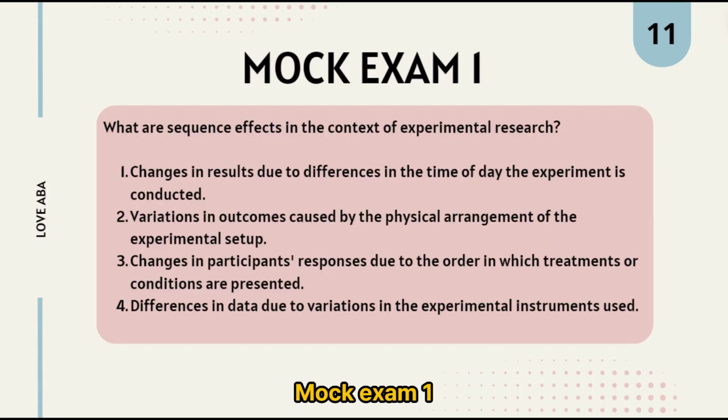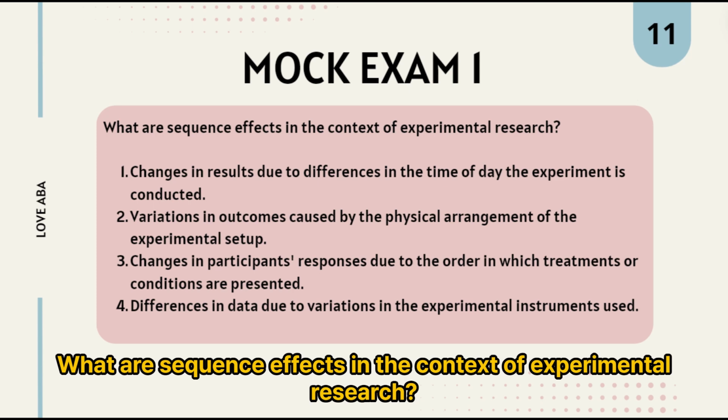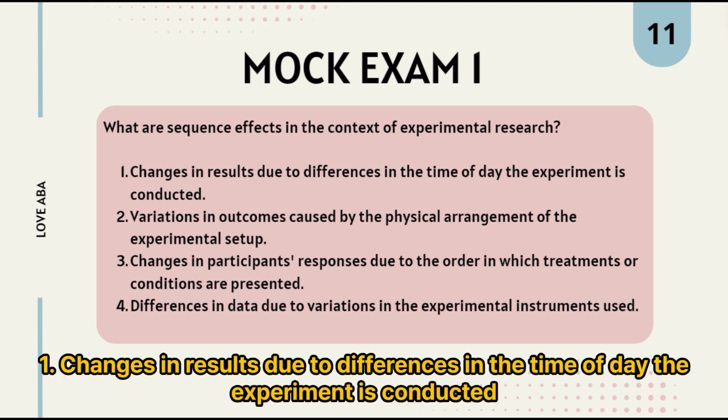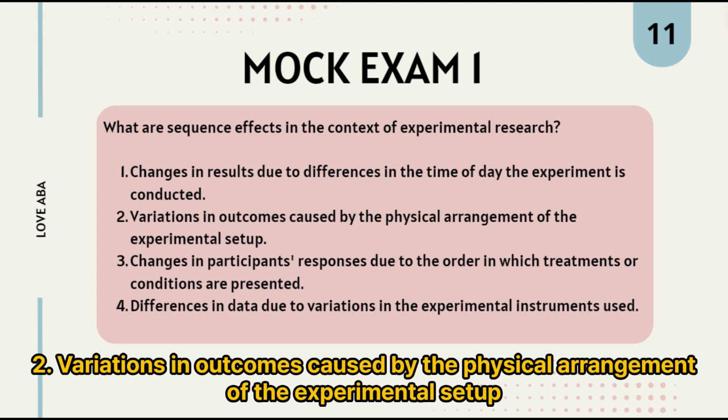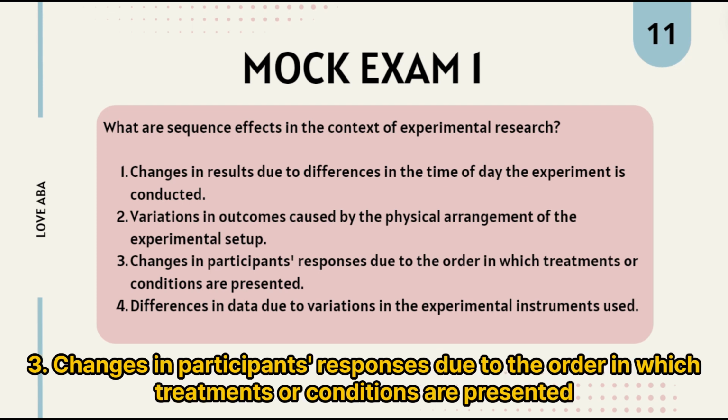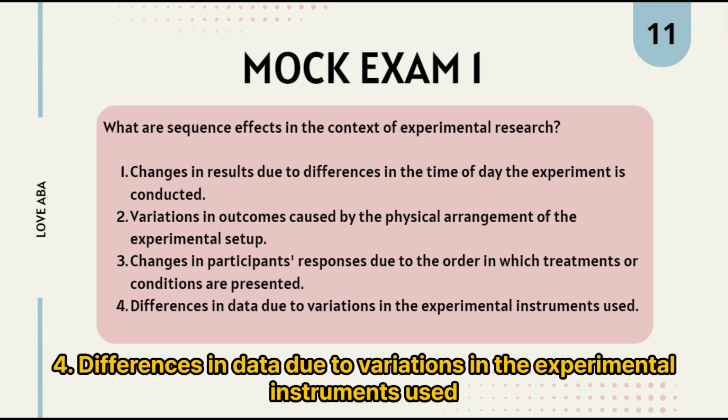Mock Exam 1. What are sequence effects in the context of experimental research? 1. Changes in results due to differences in the time of day the experiment is conducted. 2. Variations in outcomes caused by the physical arrangement of the experimental setup. 3. Changes in participants' responses due to the order in which treatments or conditions are presented. 4. Differences in data due to variations in the experimental instruments used.